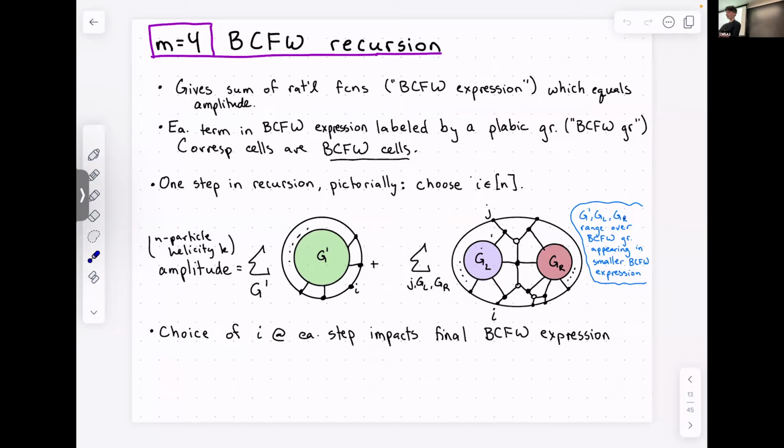So in order to actually get the BCFW expression out of this recursion, I have to perform the recursion many more times to determine what G prime, G_L, and G_R are.